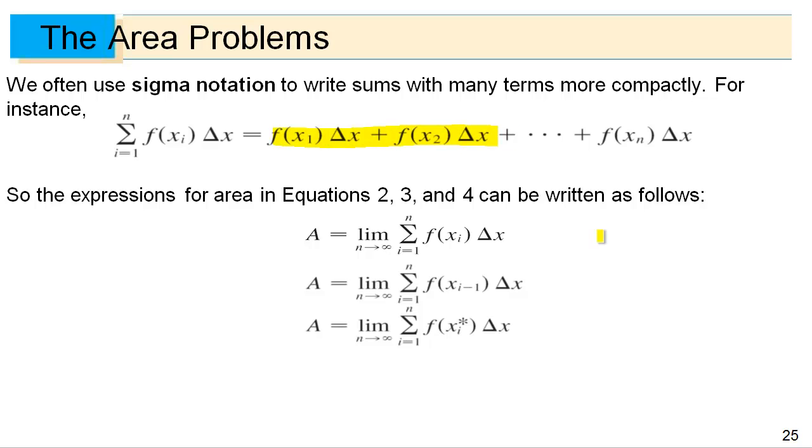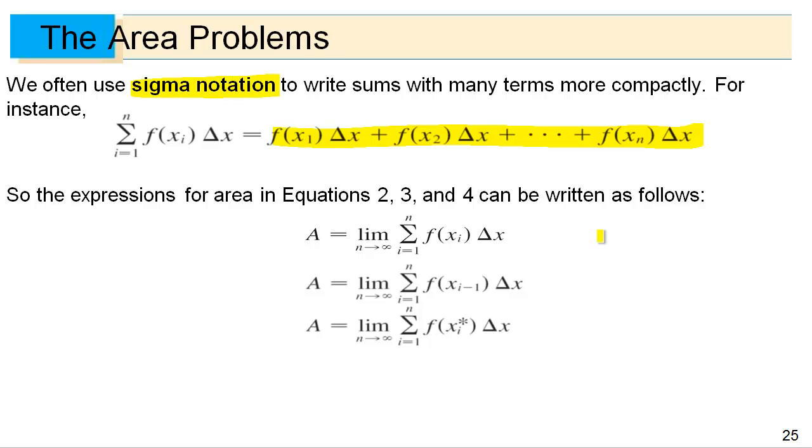So you'll recognize here on the right hand side, this is just that sum that we've seen in our previous equations, equations 2, 3, and 4, that talked about right hand, left hand, and then the somewhere in between point sums, where we took the function evaluated at x sub 1, multiplied it times its delta x, then we added that to the function evaluated at x sub 2 times delta x plus dot dot dot, all the way up to x sub n.